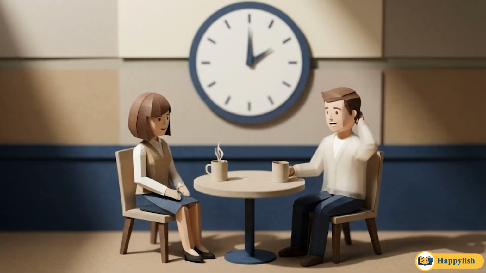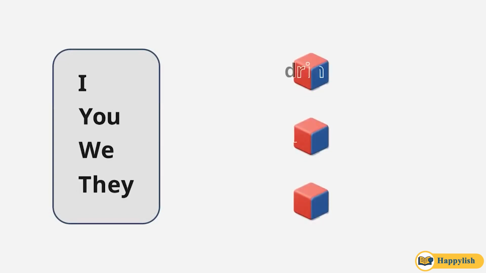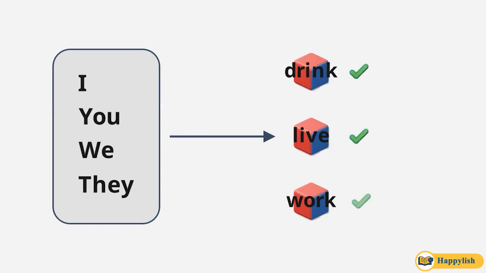Have you ever found yourself sitting across from someone new, wanting to tell them about your day, but struggling to find the right words? To share those daily routines, habits, or facts that don't change, we use the present simple tense. For the subjects I, you, we, and they, the main action word, the verb, stays in its basic original form. You do not add or change a thing.